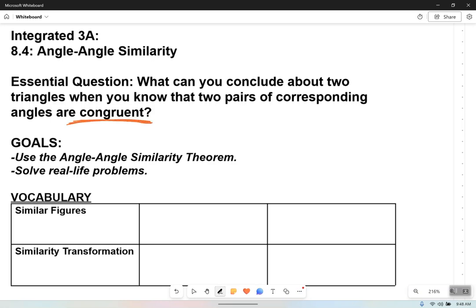Again, how many degrees in a triangle? 180. Okay. If you know two angles, can you find the third angle? And we've talked about similarity preserving angle measure, or having same pairs of angles be congruent in terms of similar figures. Today, specifically triangles. But guys, we're going to talk about using the angle similarity theorem to prove triangles similar. And we'll look at some real life problems involving this.